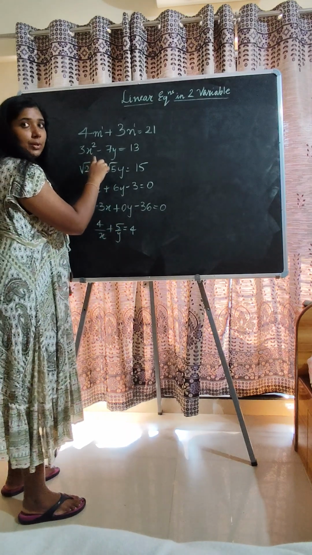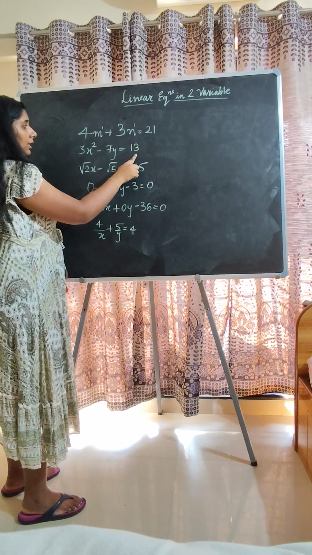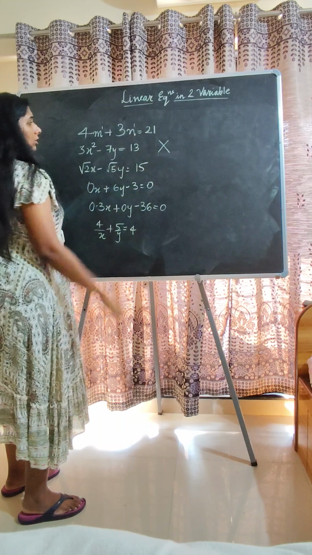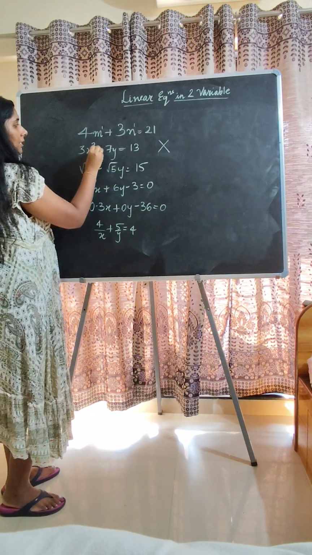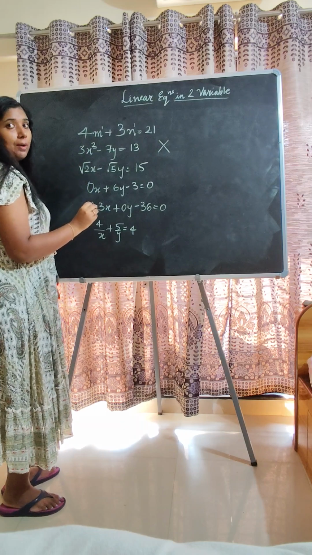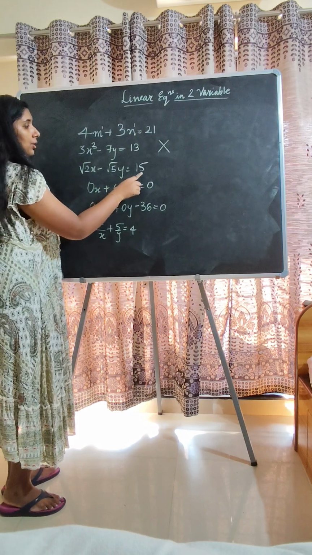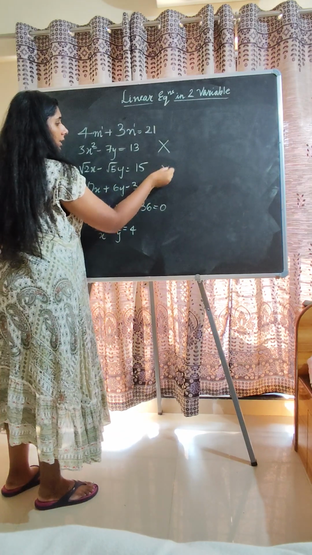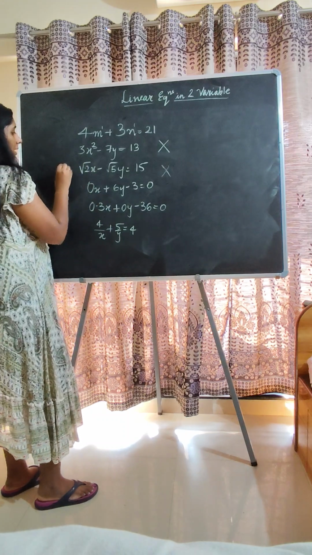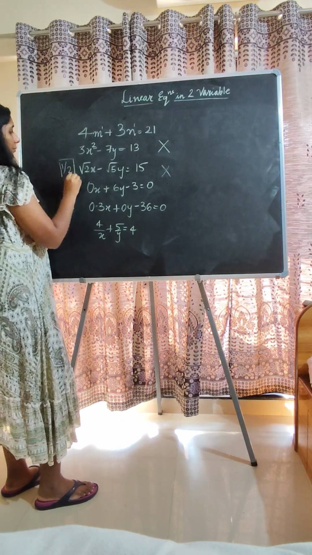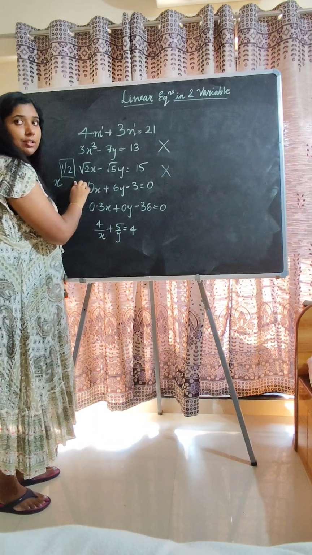Now the second equation, 3x square minus 7y is equal to 13, is not a linear equation in two variables because the highest power is 2. The power of x square is 2. Then root 2x minus root 5y is equal to 15 is also not a linear equation in two variables because root means power is half. Power is x raised to half, not x raised to 1.